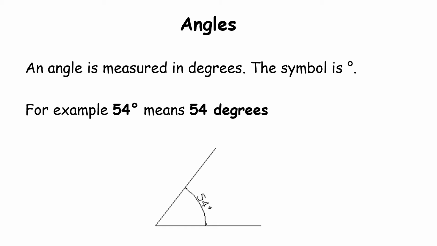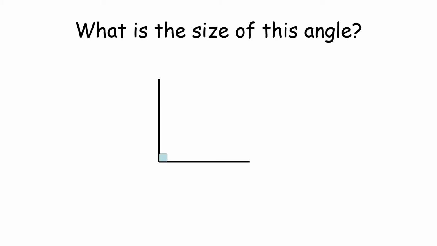So an angle is measured in degrees, and the symbol is this little zero here, similar to how we measure temperature in degrees Celsius or degrees Fahrenheit. However, here they're just degrees as in our angles. So this angle here measures 54 degrees, and that little circle means degrees.